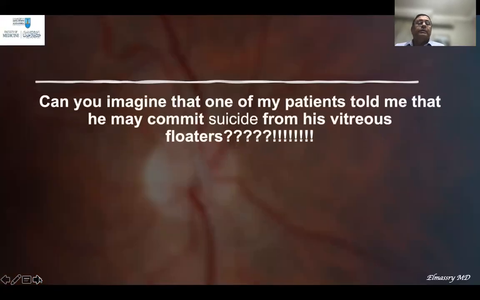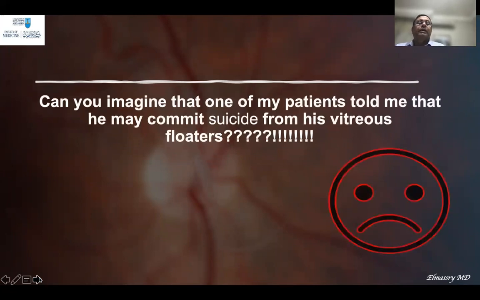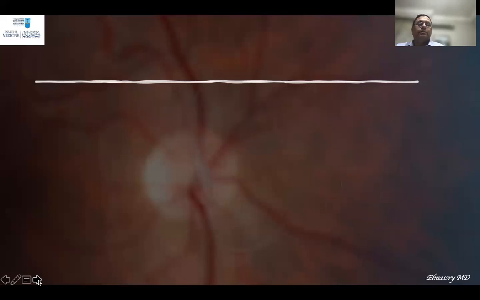So can you imagine that one of my patients told me that he may commit suicide from his vitreous floaters? Another patient, a pharmacist, couldn't drive either at night or in the morning due to the floaters. After I did YAG laser vitreolysis for him, he can drive safely at night and in the morning, daytime or nighttime. And he was very appreciative of the technique and asked why not all ophthalmologists have an idea about YAG laser vitreolysis to get rid of these floaters, which definitely annoy the patient more than the doctors.